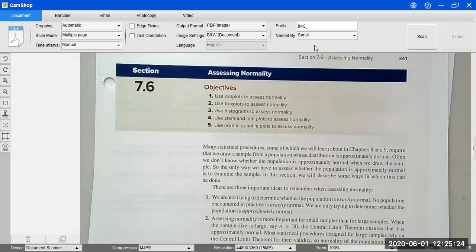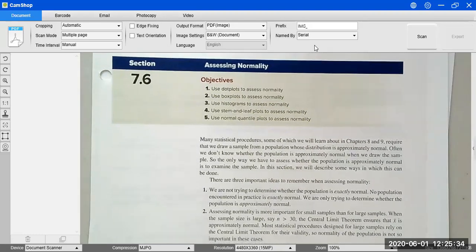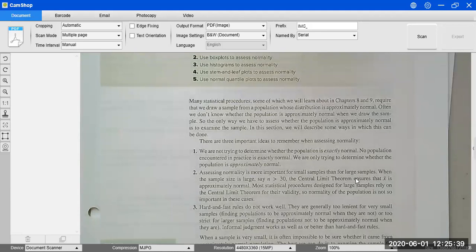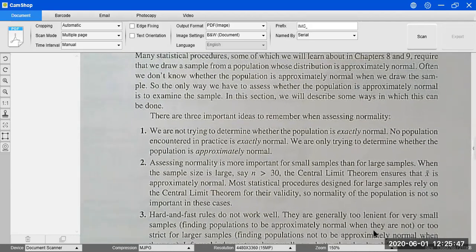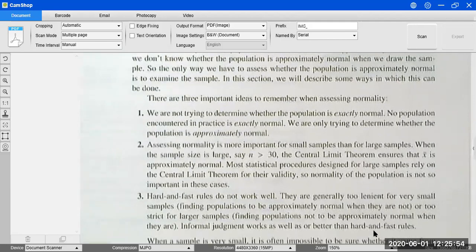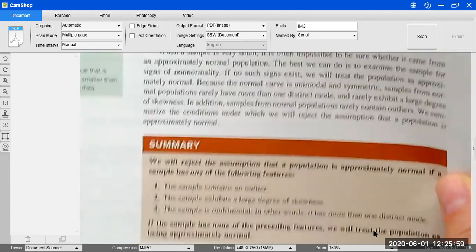But sometimes we have small samples and we still want to know whether we can apply the normal distribution for the sampling distributions that we might need. So the reason to assess normality is especially when you have a small sample. This is written here: assessing normality is more important for small samples than for large samples. So there are some guidelines here.